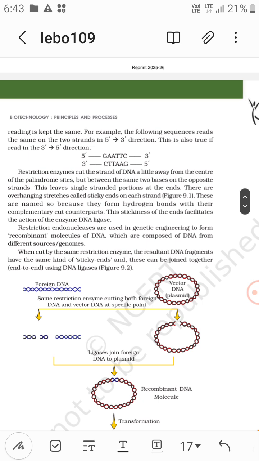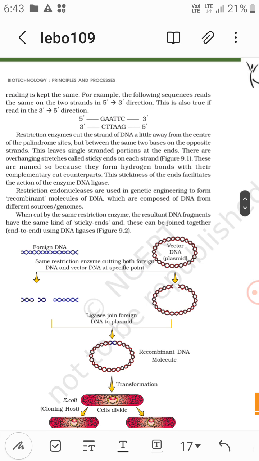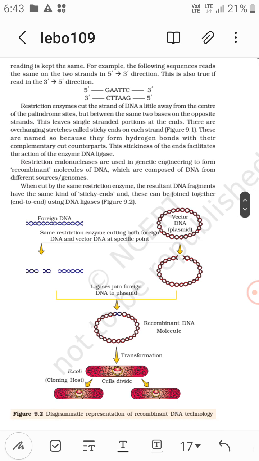So restriction endonucleases are used in genetic engineering to form recombinant molecules of DNA, which are composed of DNA from different sources or genomes. When cut by the same restriction enzyme, the resultant DNA fragments have the same kind of sticky ends, and these can be joined together end to end using DNA ligases.